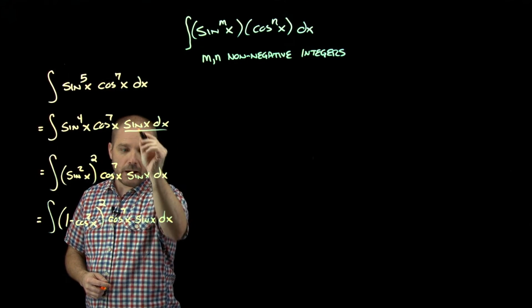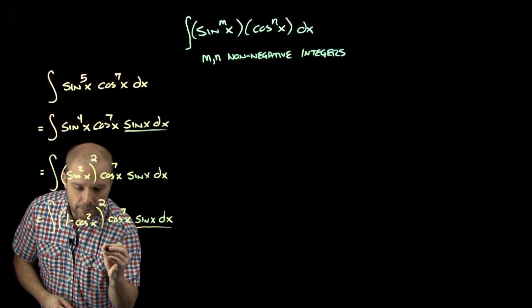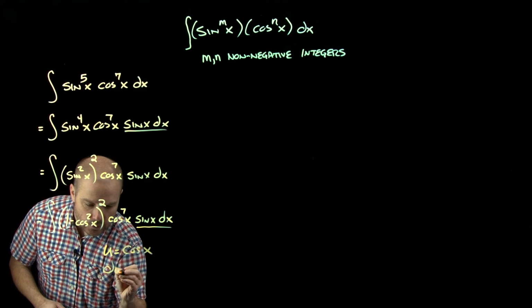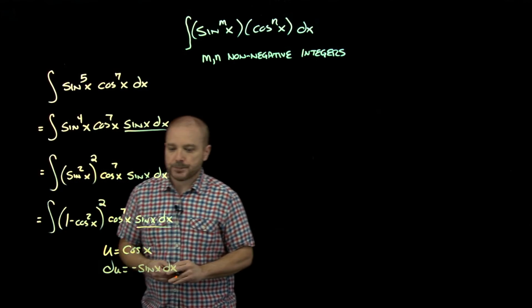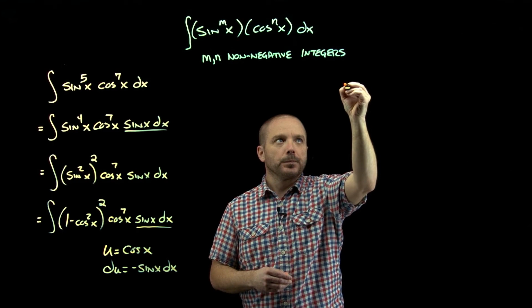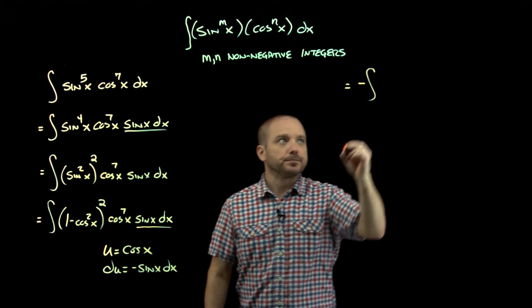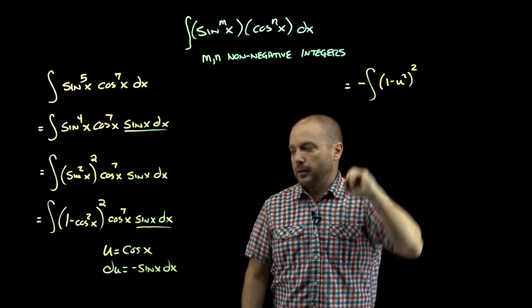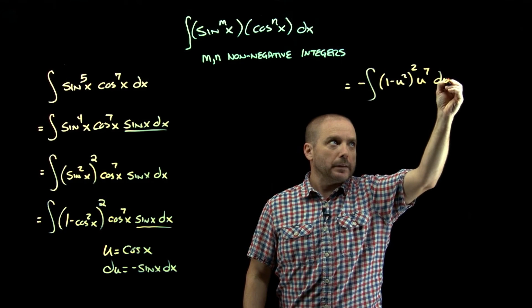Remember, the goal was that was going to end up being part of our du, so the u was going to be cosine, du is negative sine x dx. So our integral becomes negative, we have a negative from that du, 1 minus u squared, u to the 7th, du.